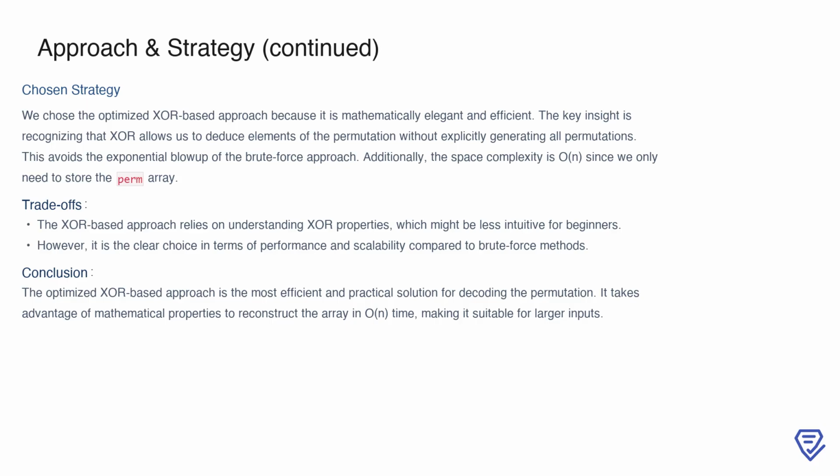The core idea is that XOR allows us to deduce the permutation elements without explicitly generating all permutations, avoiding the exponential time complexity of the brute force method. Additionally, the space complexity is O(n), as we only need to store the decoded permutation array. While this approach does rely on understanding the properties of XOR, which may be less intuitive for some, its performance and scalability make it the best choice.